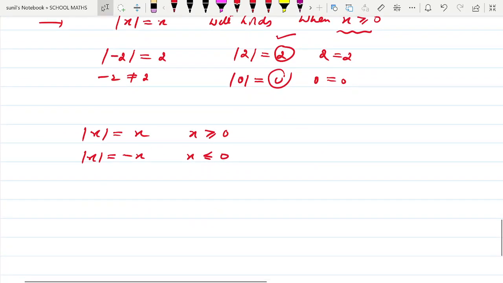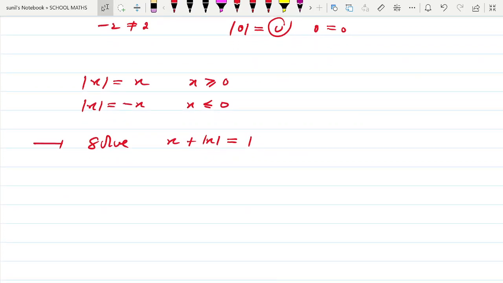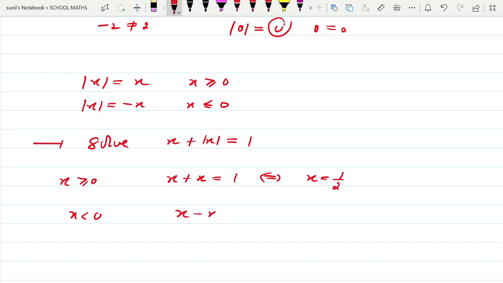Okay, now suppose the question is: solve x plus mod x equals 1. Now how will we solve this? I'm making the case when x is greater than or equal to 0. Now what is mod x? That is x, so x plus x is equal to 1. So I can say that in this case x is half. Now when x is less than 0, it will become x minus x equals 1, so 0 equals 1, which is absurd. So this case is not possible.